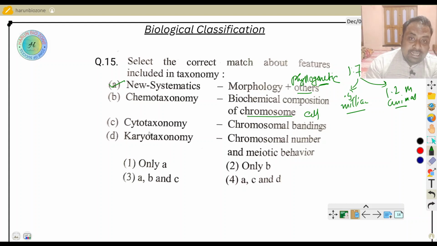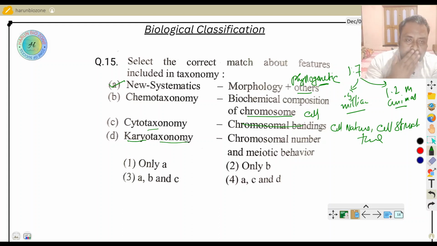Cytotaxonomy: cyto means cell, so it is not chromosomal banding. This is the cell nature, cell structure, cell shape, cell size, etc. Karyo means nucleus, and karyotaxonomy means the arrangement, structure, shape, presence or absence of the nucleus, etc., not chromosomal number and meiotic behavior. So here the right answer is only A, that is 1. Next question.